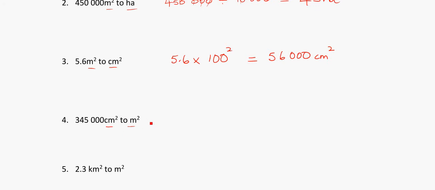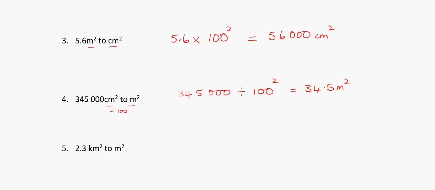Centimetres squared to metres squared, we're going to end up with less of them, so we're going to divide. So what is it? It's divided by 100 if it's centimetres to metres, and so we have to divide by 100 squared. And we get 34.5 metres squared.